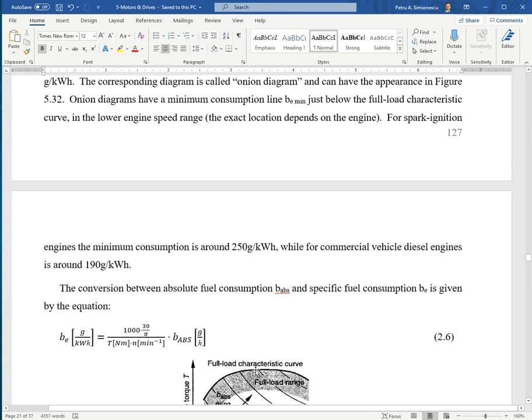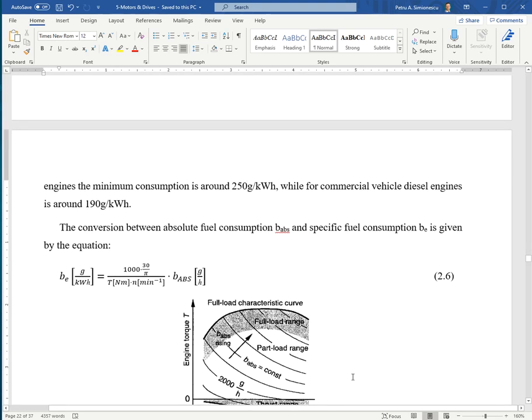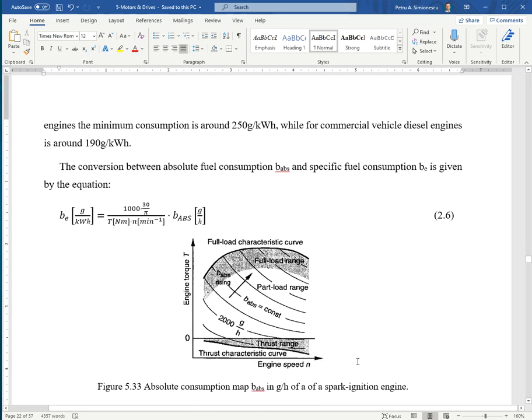And everybody knows that diesel engines have higher efficiency than gasoline engines, and we can go between the absolute fuel consumption and specific fuel consumption by just dividing the absolute fuel consumption by the actual power. Okay, so this is a specific fuel consumption. You take the absolute fuel consumption.